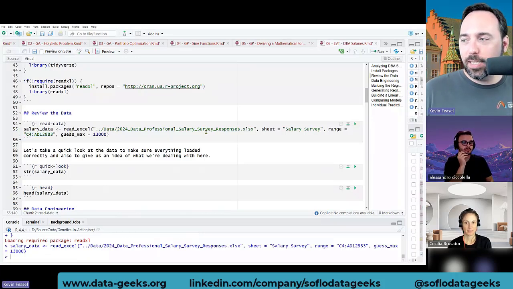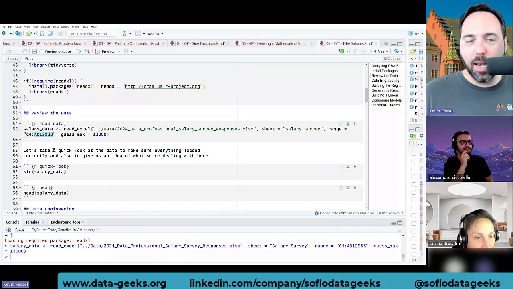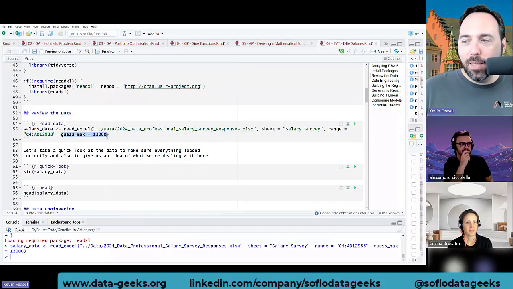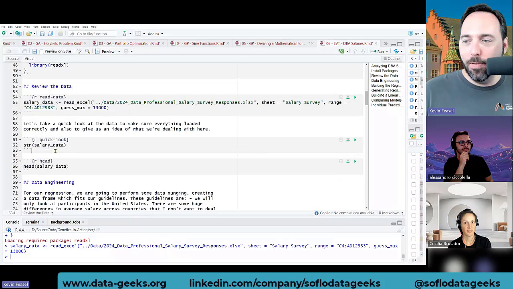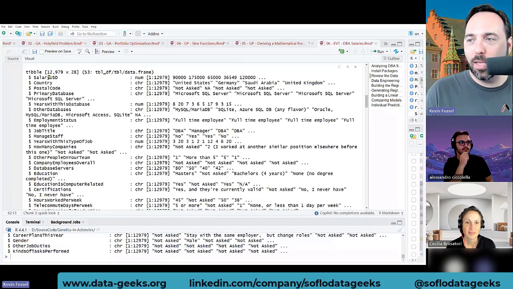And I'm going to read the Excel file, and I'm going to say, start in column C, row 4, go to AD 12,983. And by the way, make your data type guesses based on the first 13,000 rows. In other words, don't guess, just pull all the data in, because I don't want data types to be wrong later on. So if I take a quick peek at this data, we've got a lot of different things.